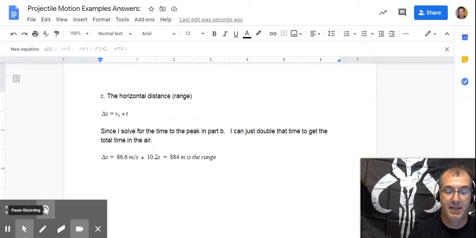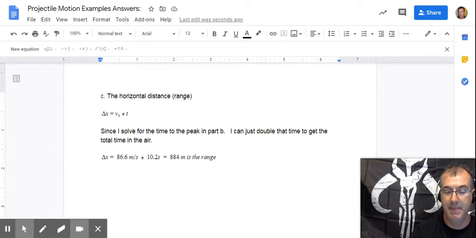Finally, part C asks for the horizontal range, or how far does the projectile move. I am assuming that it's going to land at the same height that it started from. I don't indicate that it's going to hit something or compare its height somewhere else. So the horizontal range is, once it hits the flat Earth once again, how far horizontally has it moved? Since I solved for the time in part B, I can just double that time in order to get the total time in the air.